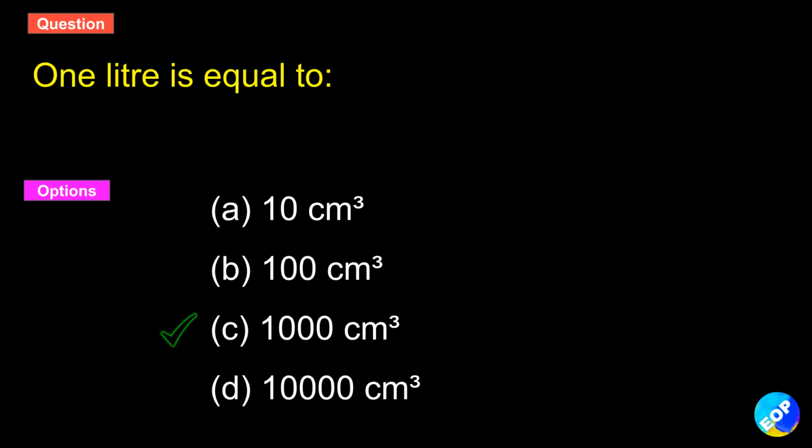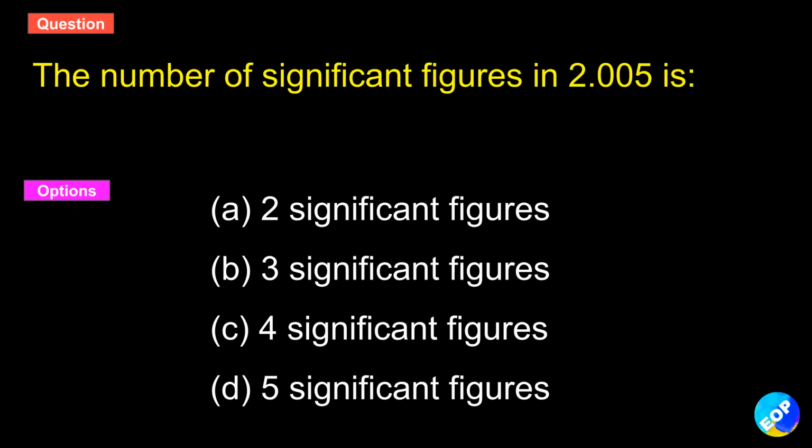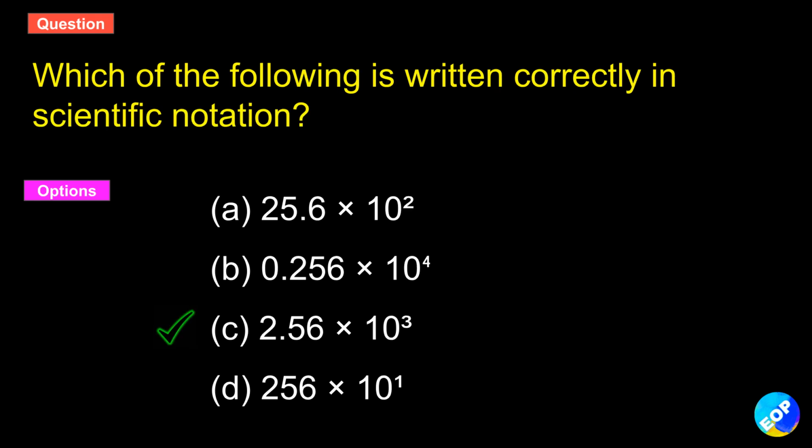1 liter is equal to 1000 centimeter cube. How many significant numbers are in this number? Answer is B, 3 significant. The number of significant figures in 2.005 is C, 4. The following is written correctly in scientific notation. Answer is C, 2.56 into 10 raised to 3.